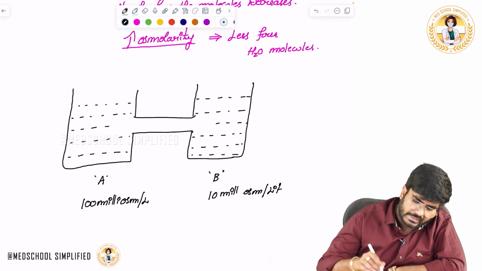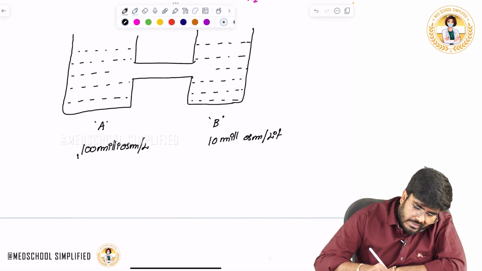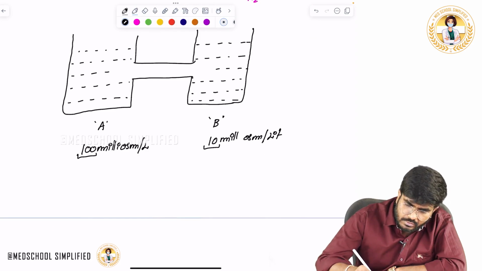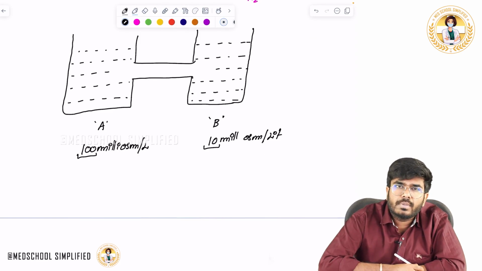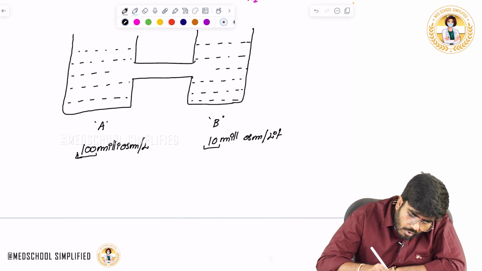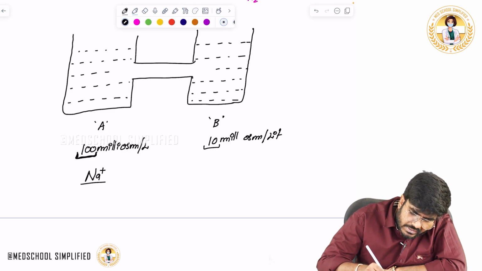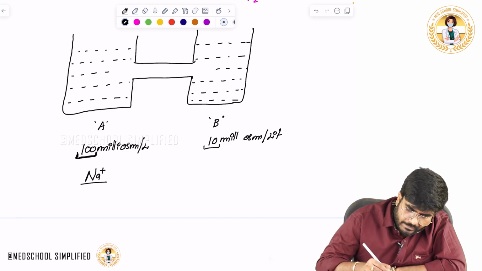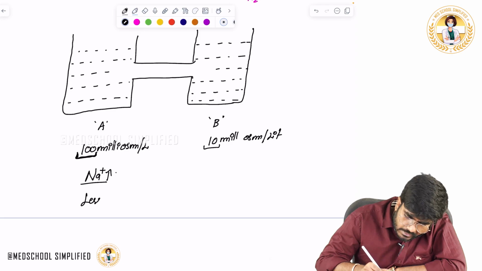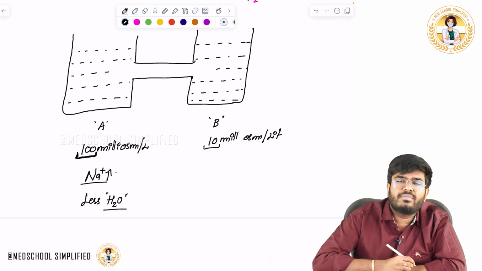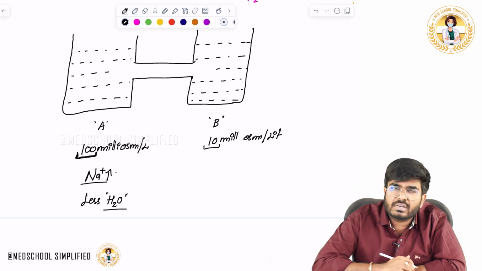Now most of the students will think, so usually substances will move from high concentration to low concentration. No, here I am talking about the water. You say more osmolarity means more sodium molecules are there, which means less free water. Less number of water molecules are free.